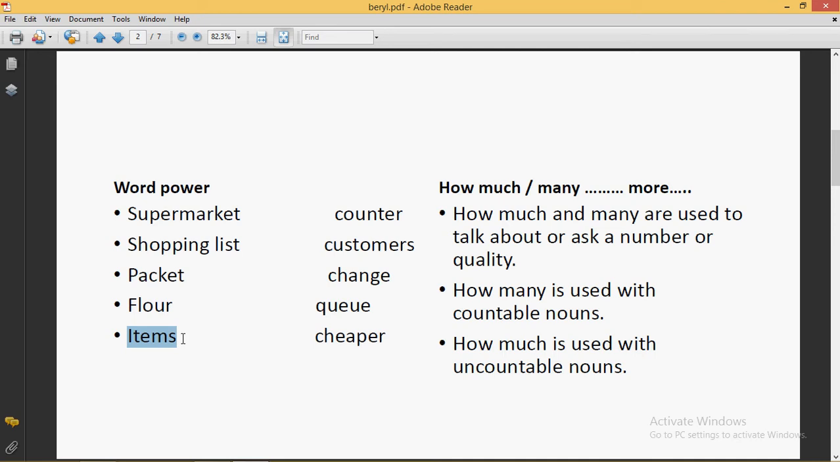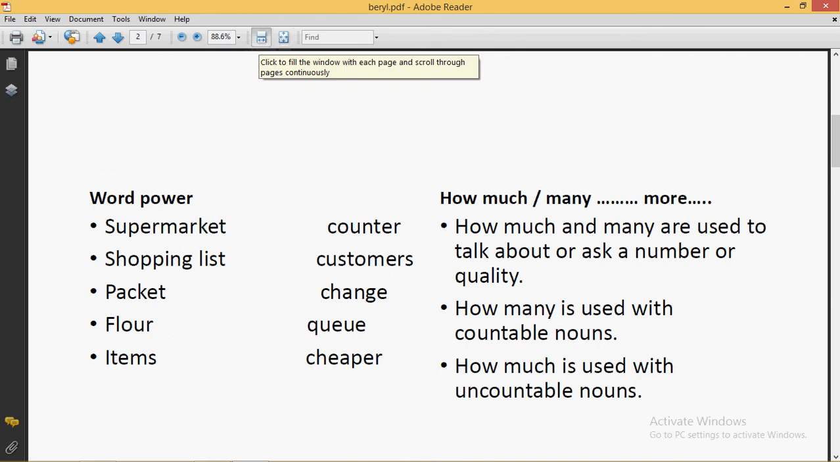Items. What are the items? Items are the things. For example, you want to go buy something, so you say, I'm going to buy some items. Items are things like salt, pen, book. So you are saying, I'm going to take the school items. What are the school items? The school items are things like books, pens, bags, rulers. Those are school items. You use the items for school, to use in school.